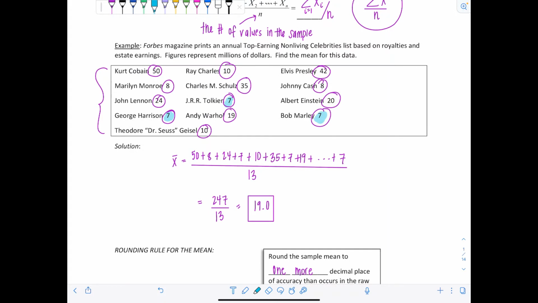For these celebrities, now we're going to find the median. So we're going to first list all the data values in increasing order. I already highlighted 7 three times. Those are the smallest values. Then next would be 8 twice. And then next would be 10 twice.